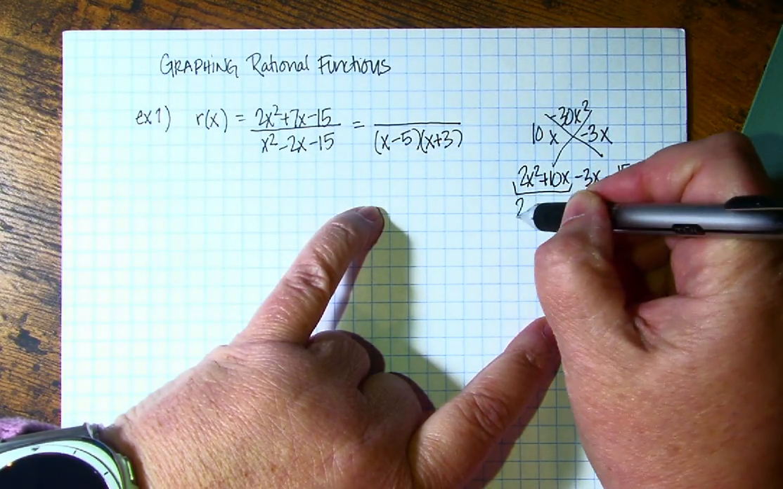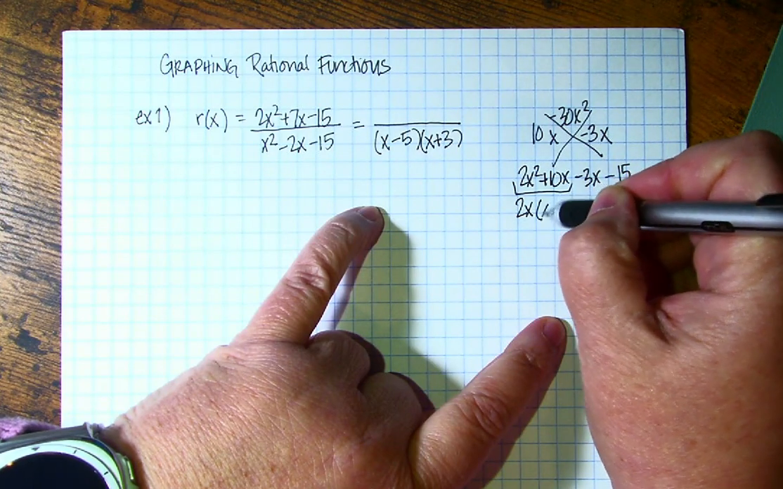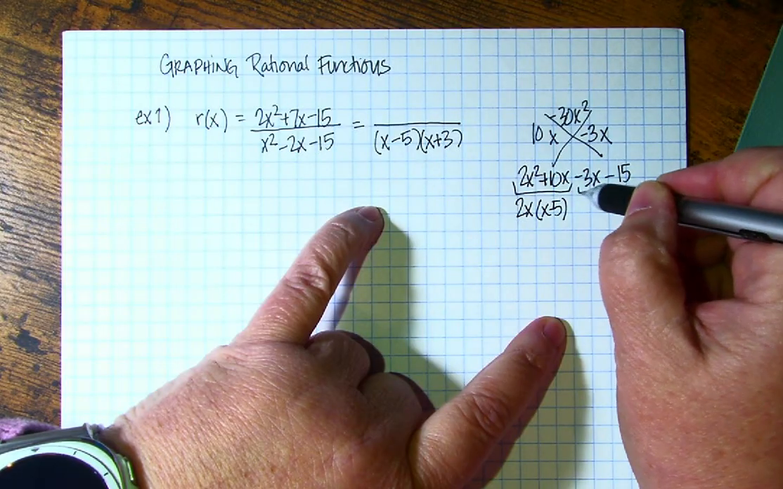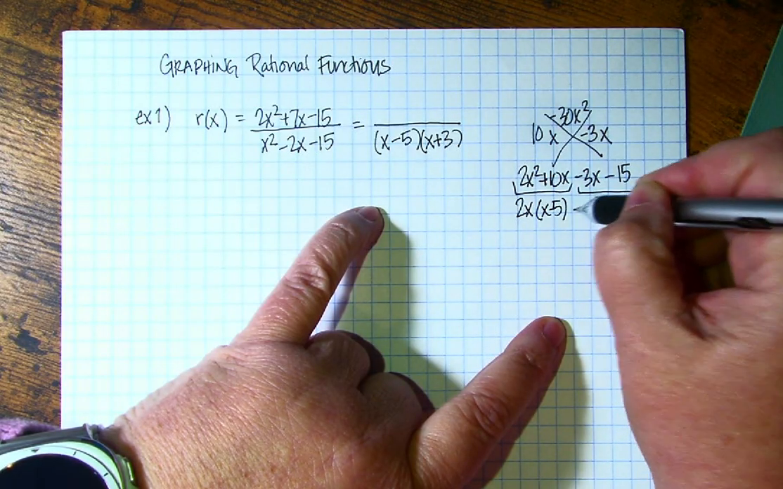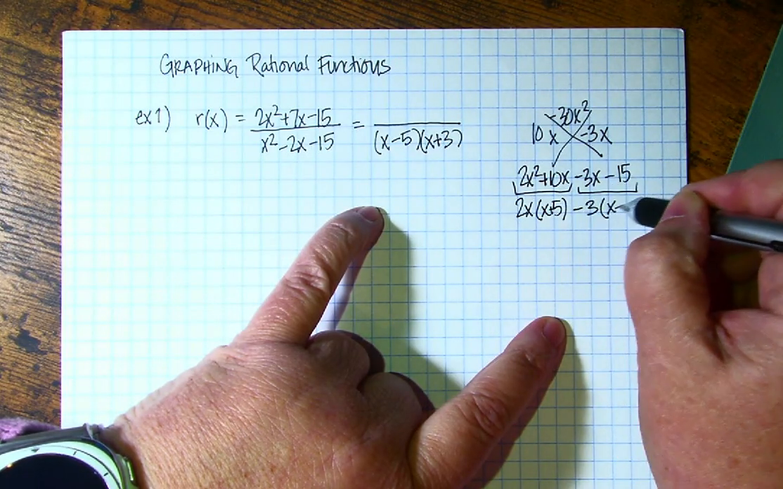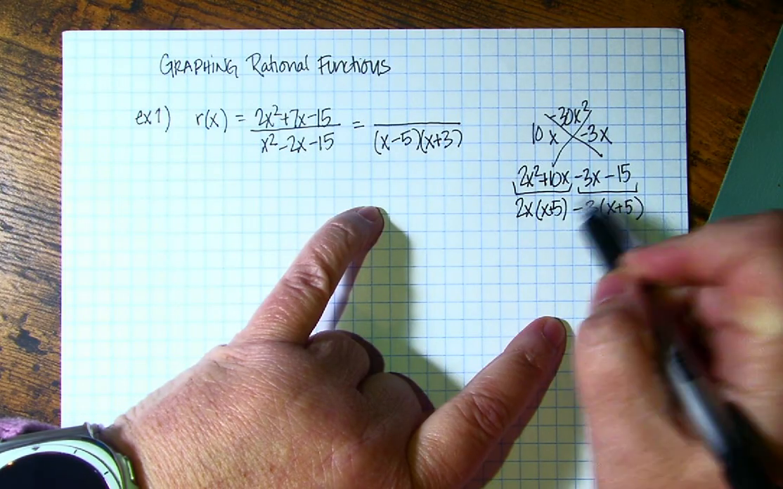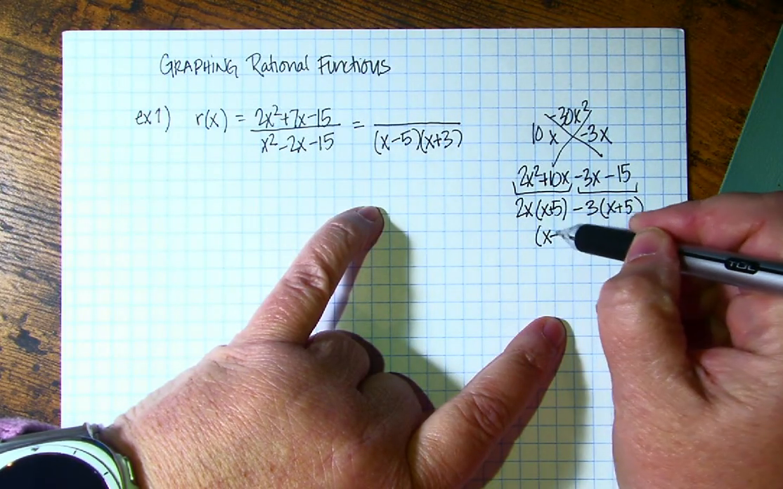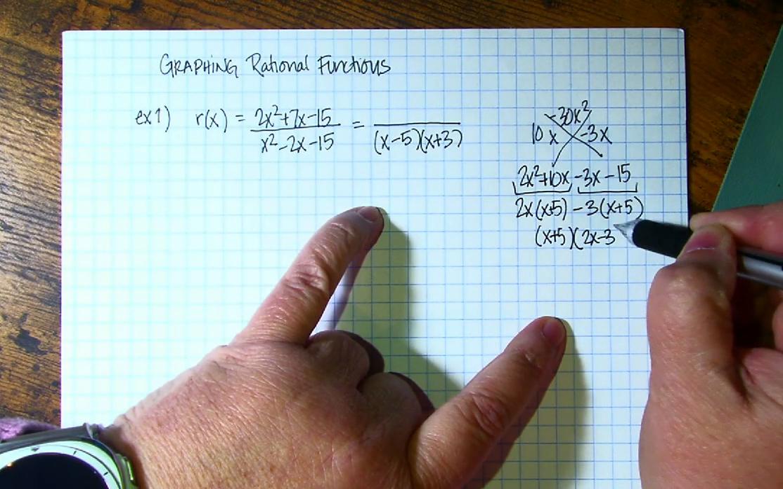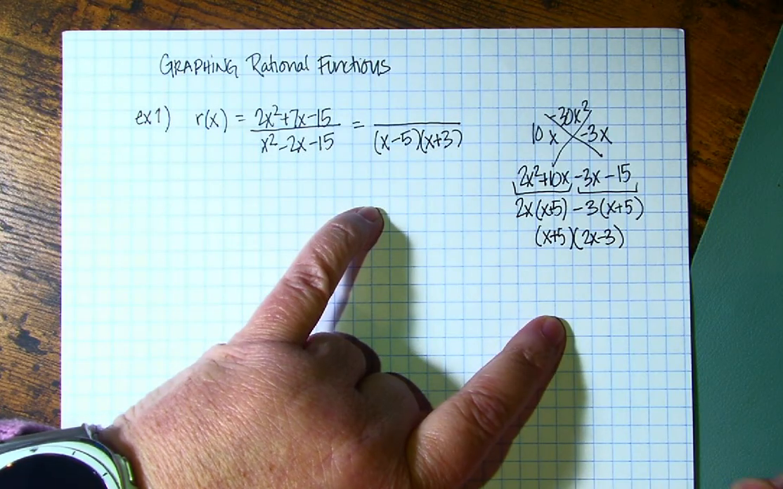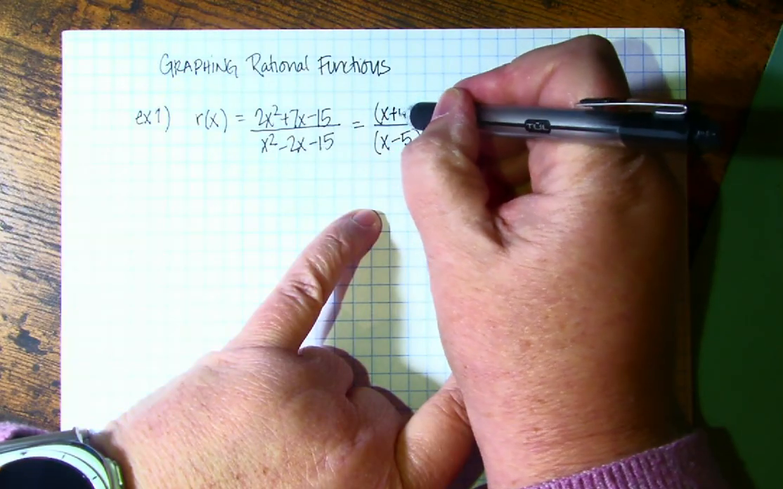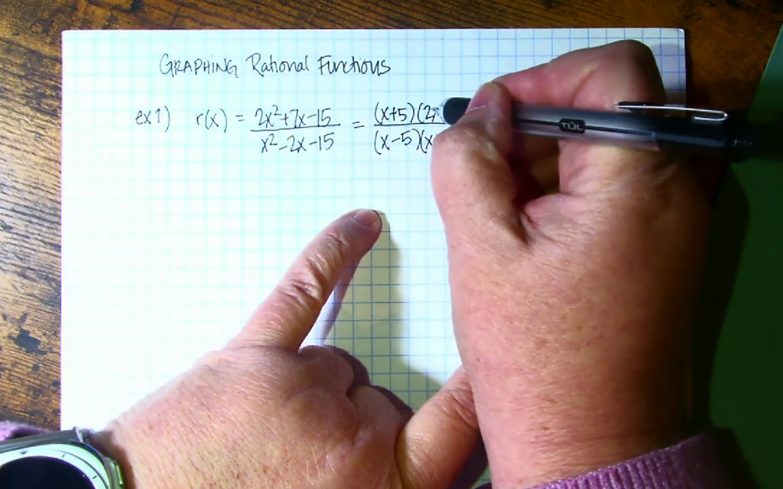Factoring by grouping, I can pull a 2x out, leaving me x minus 5. And from the second pair of terms, I can pull out a negative 3, leaving me with an x minus 5 on that as well. That x minus 5 is then pulled out to the front, leaving 2x minus 3 as my second binomial factor. So, placing that in my numerator, I have an x plus 5 and a 2x minus 3.